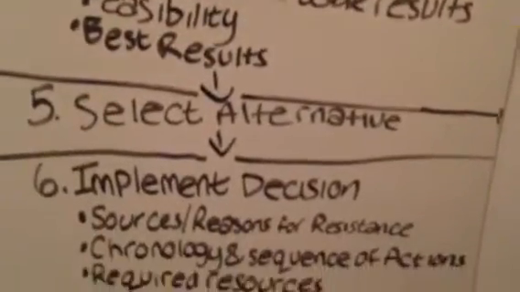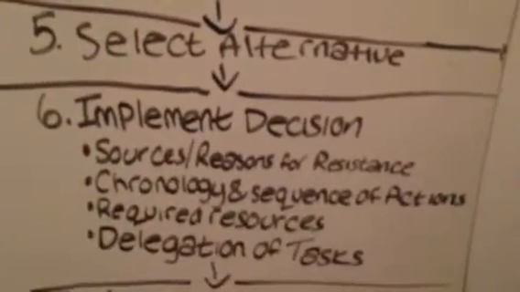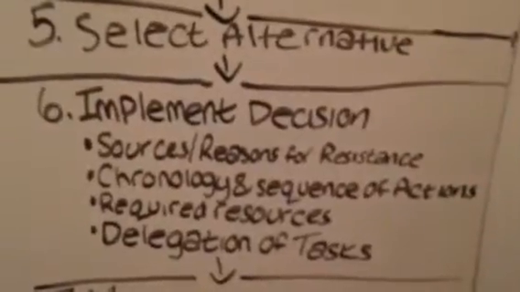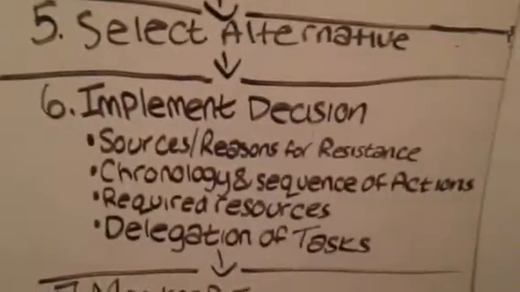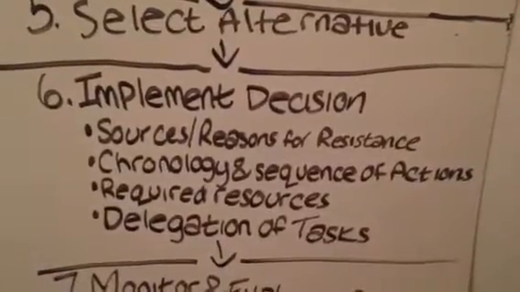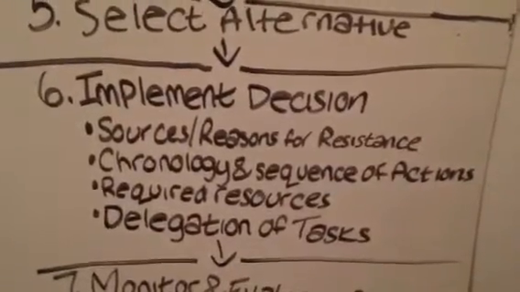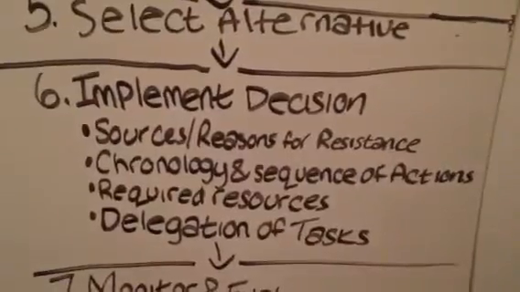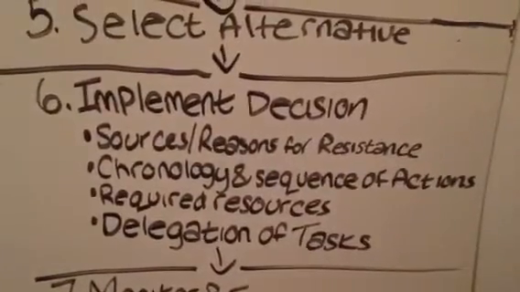Step 5, select the alternative. Step 6, implement the decision made. What are the sources and reasons for possible resistance? What is the chronology and sequence of actions needed to implement the decision? What are the required resources needed to implement the decision? And what tasks need to be delegated to implement the decision properly?